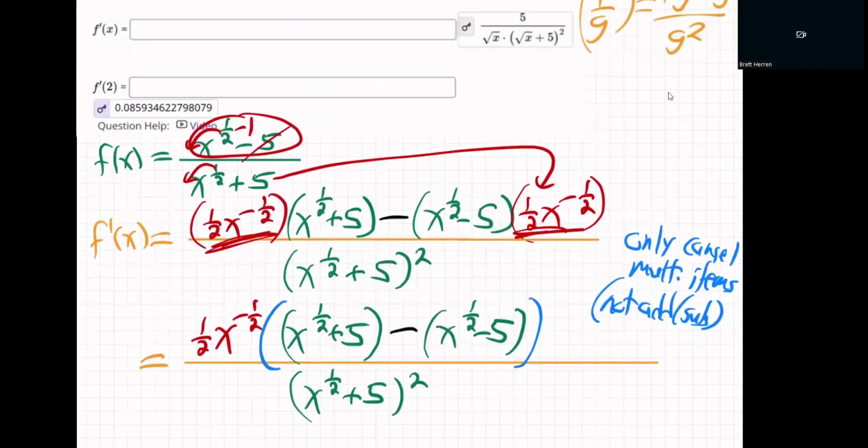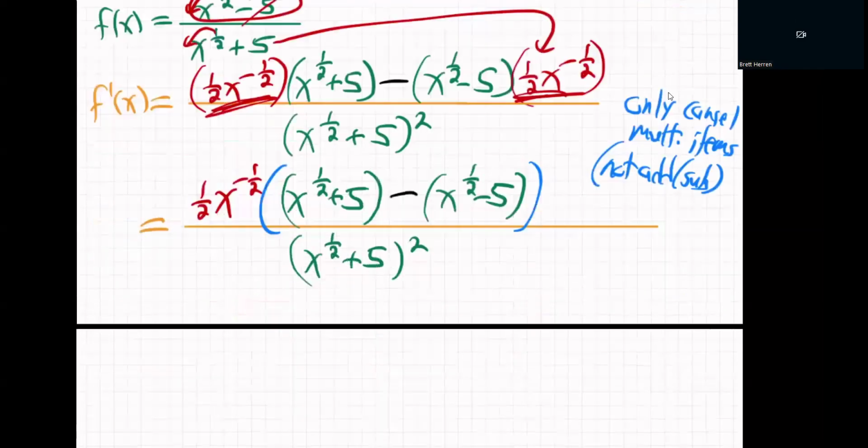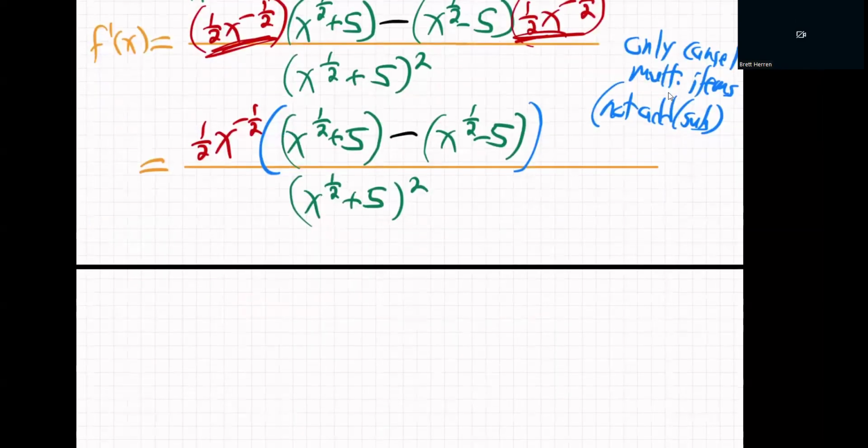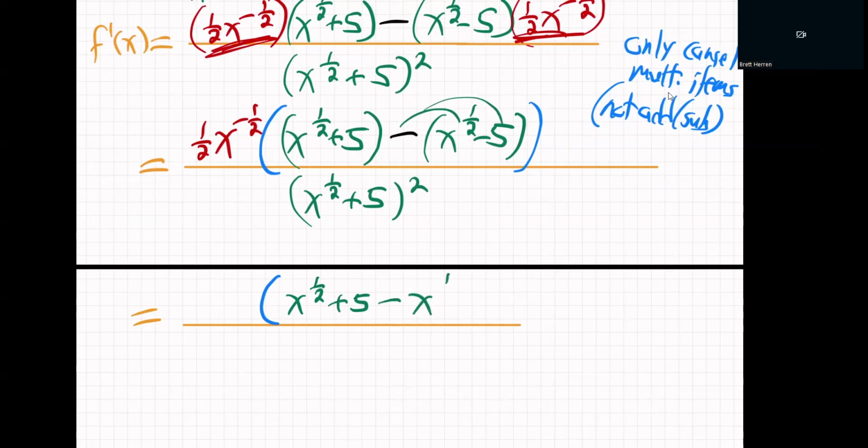Well, basically, here, let me show you about these parentheses. Right in here, I'm going to take this x to the half. So this minus is going to distribute: minus x to the half plus 5, like that. And then on the bottom, x to the half plus 5 squared.